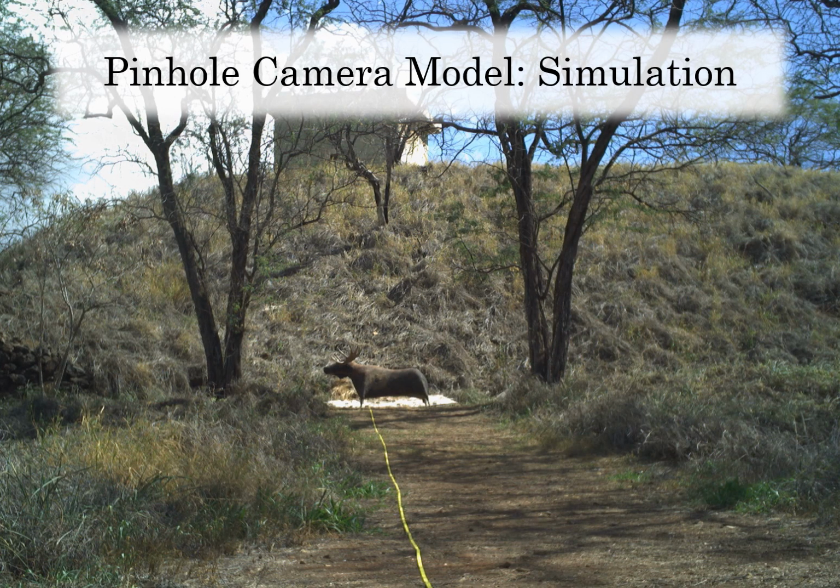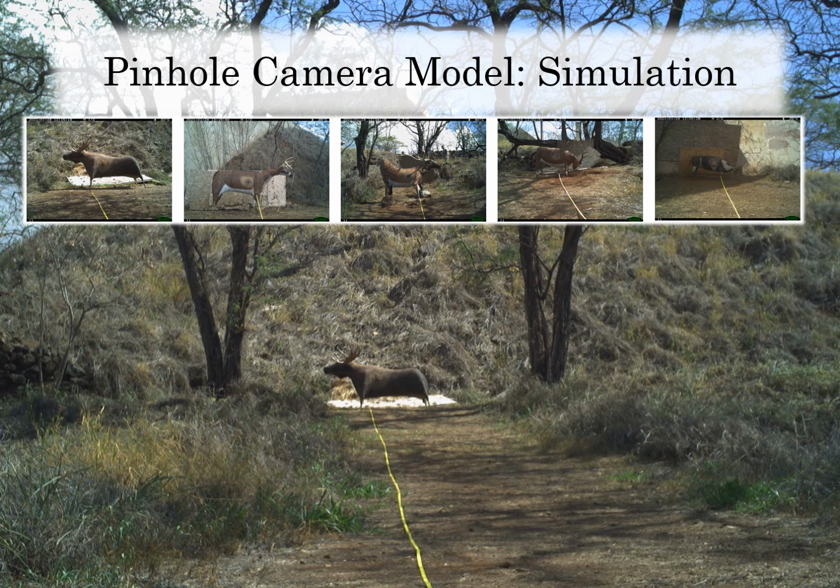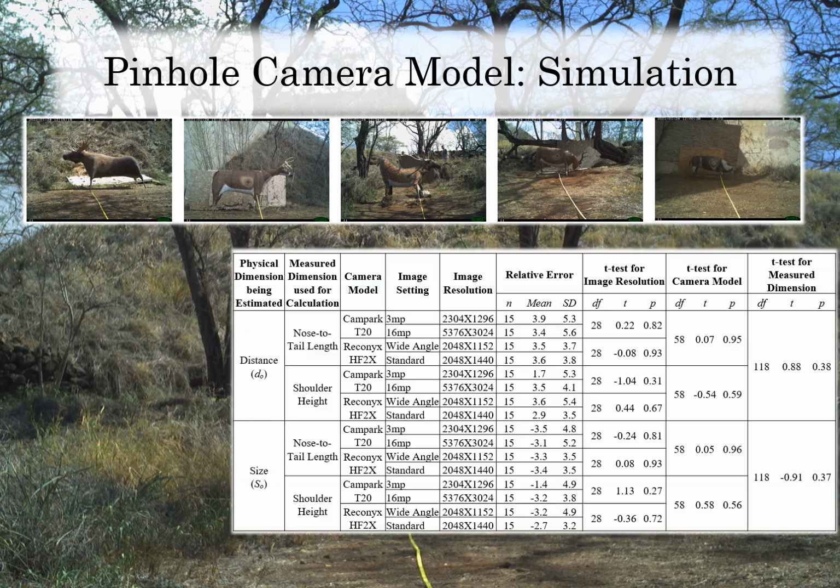So to do this, we first started in a controlled setting where we could really understand how well this method would perform under ideal situations. And so we took our cameras out to a local archery range and recorded images of three-dimensional animal targets up to 25 meters away, attempting to capture them near the center of the image and perpendicular to the camera. We measured their shoulder height and nose to tail length and the distance to them, which we later used to estimate the size and distance based on the pinhole camera equations.